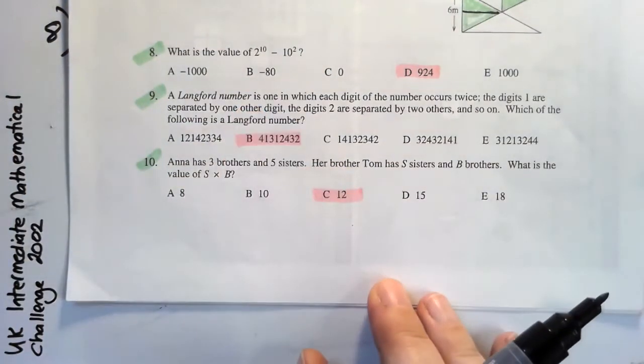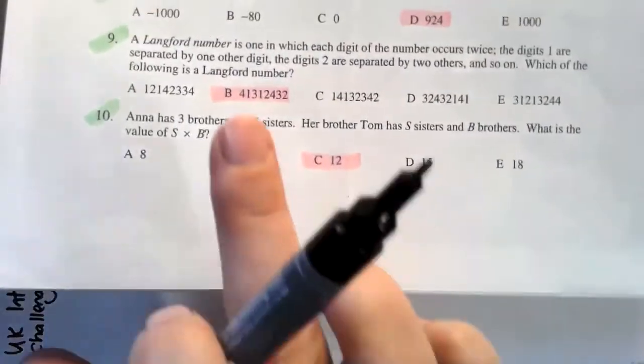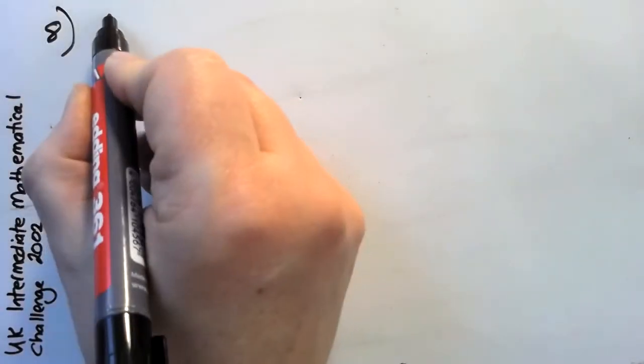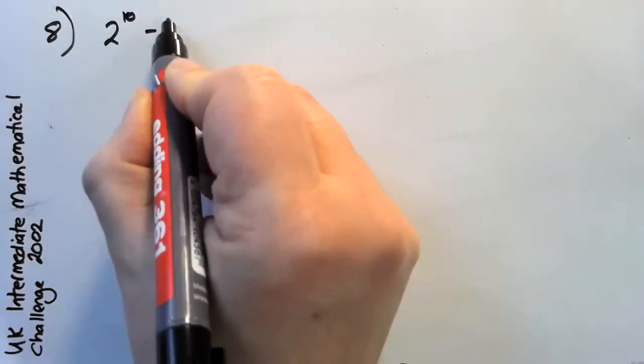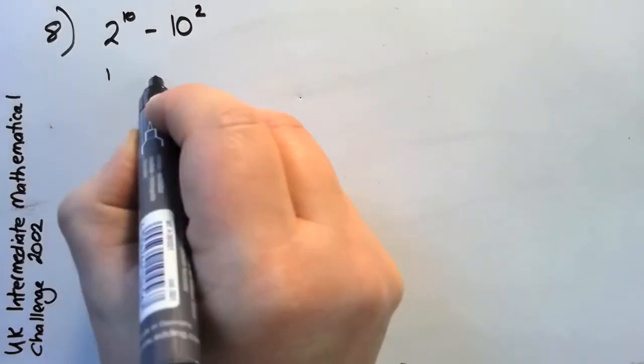But this one should be pretty quick to answer once you've got what 2 to the power 10 is. So we're looking at 2 to the power 10, subtract 10 to the power 2. So let's just write them out.